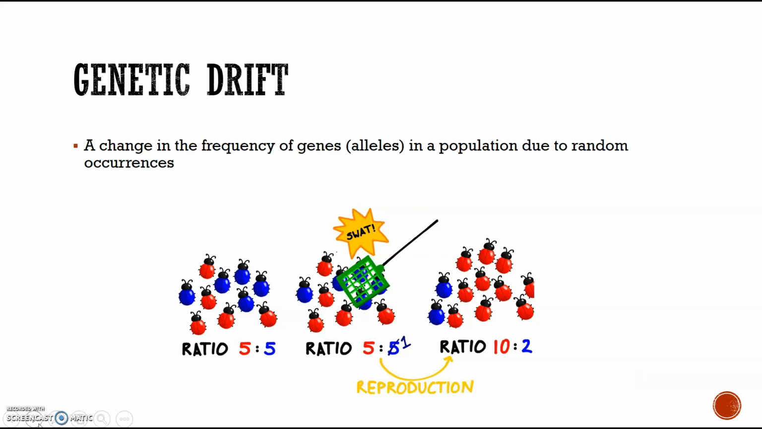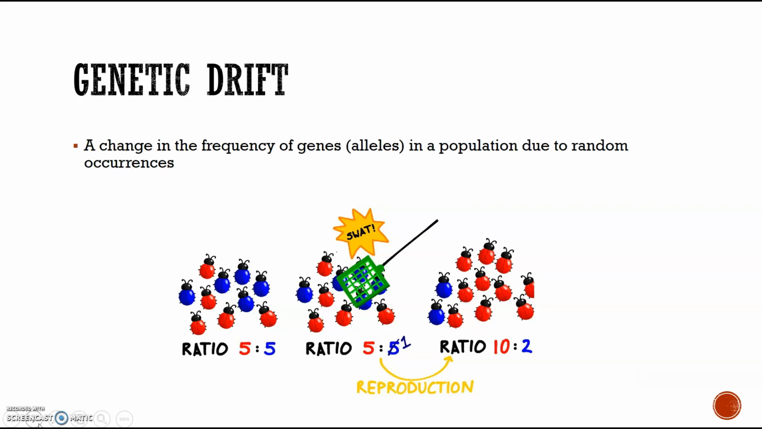Genetic drift. One of the other ways that the frequency of alleles can change in a population, different from natural selection, is something called genetic drift. I'm going to make another video to talk more about this. It's a change in the frequency due to random occurrence.